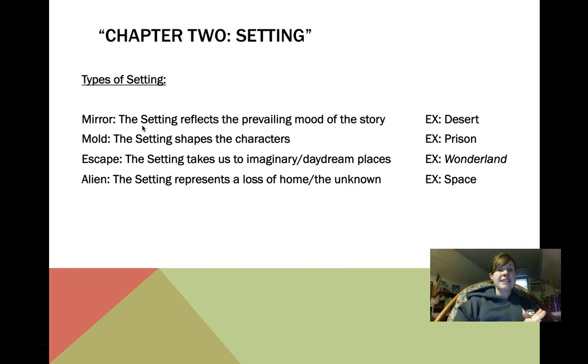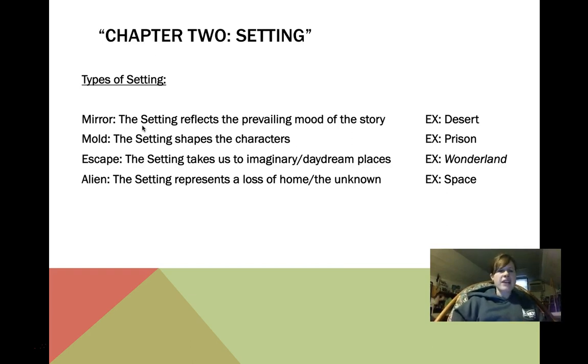And then you have setting as escape. This one's probably not the most common, but is a setting that would take a character to an imaginary or dreamlike place. So Alice in Wonderland is probably my favorite example of this because the setting is so bonkers and weird. It's definitely an escape from the rigid Victorian world that Alice lives in at the start of the book.